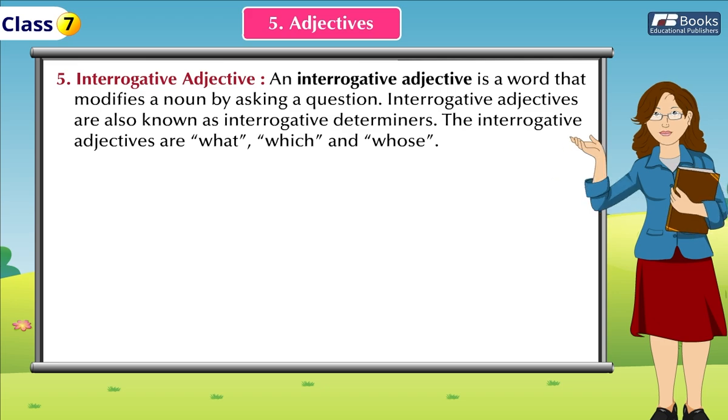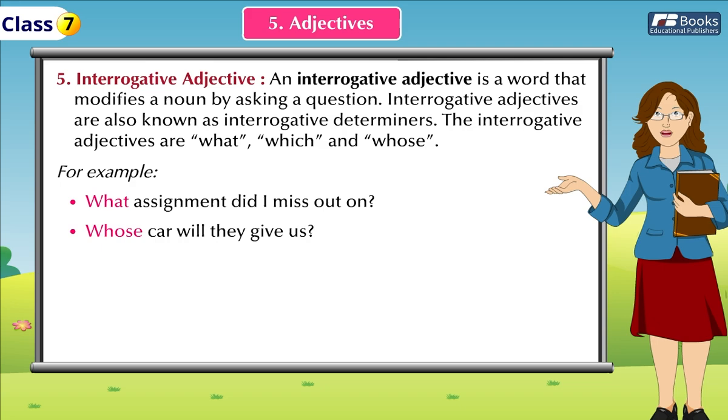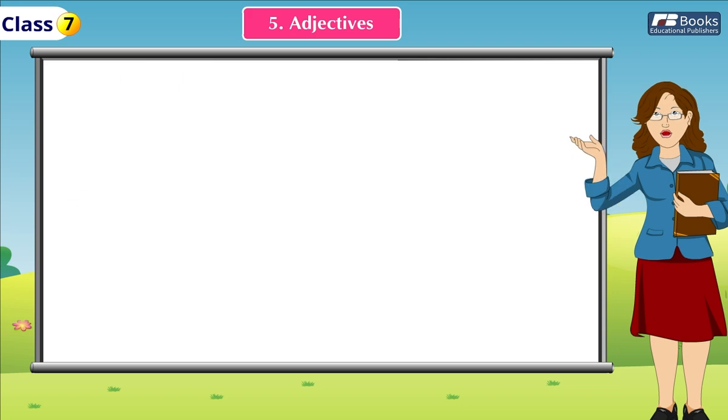Fifth, interrogative adjective. An interrogative adjective is a word that modifies a noun by asking a question. Interrogative adjectives are also known as interrogative determiners. The interrogative adjectives are what, which, and whose. For example, what assignment did I miss out on? Whose car will they give us? Which book do you like the most?